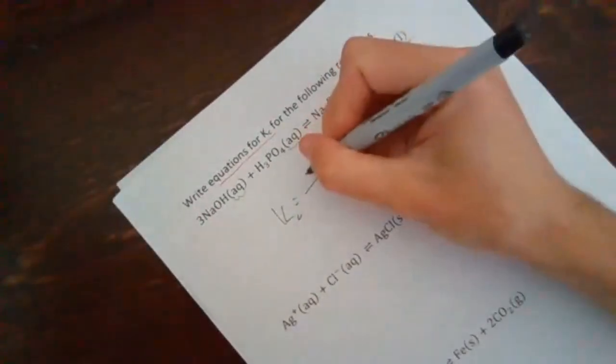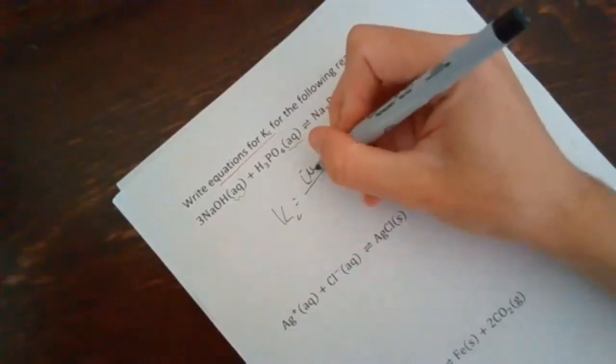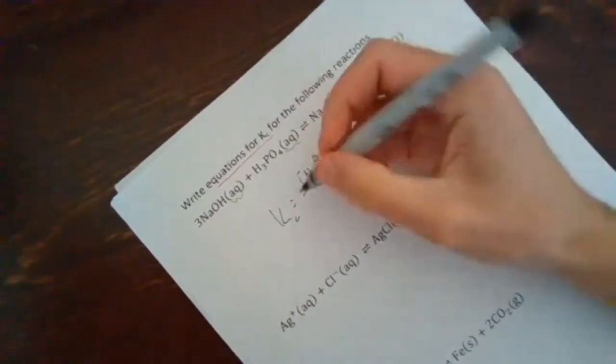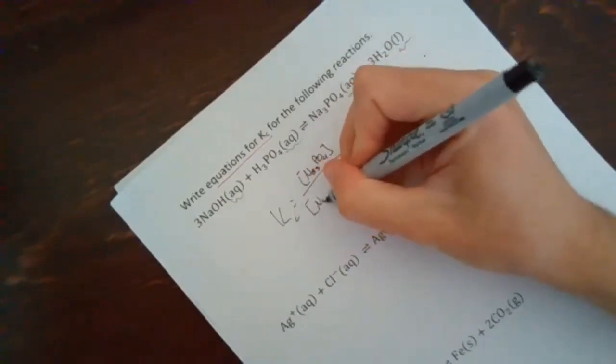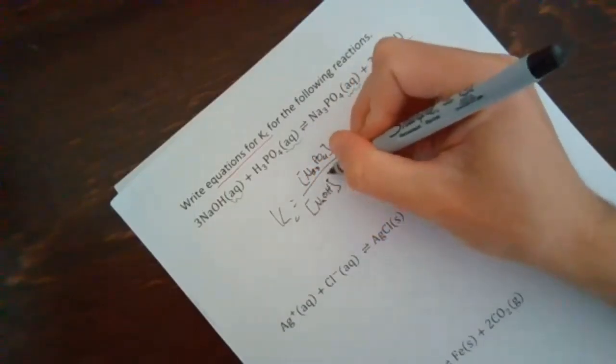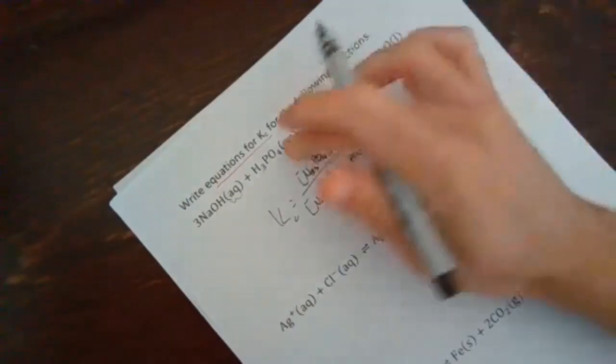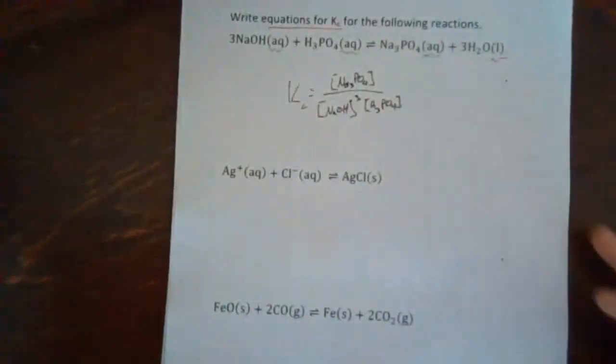So Kc in this case, that's the concentration of Na3PO4. Coefficient of 1, so no exponent. My reactants still show up on the bottom, and I do use both of them because they're both aqueous. So both of them do show up.